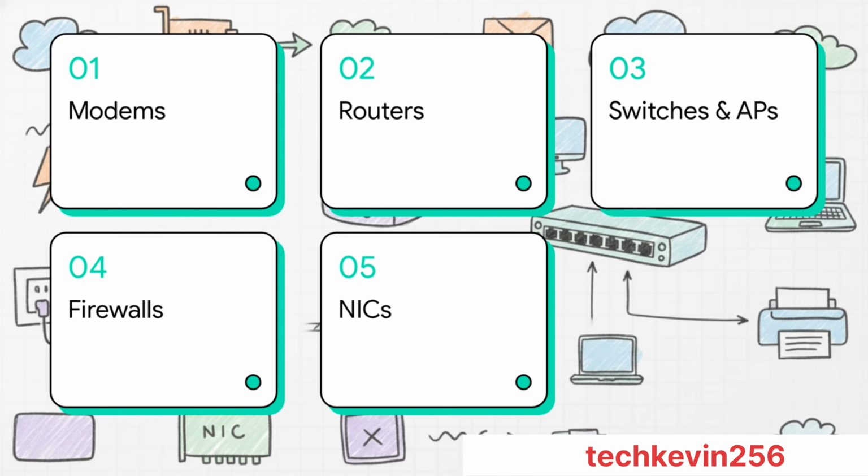We'll kick things off with modems as your gateway, move on to routers acting as the traffic cop, look at how to expand things using switches and APs, check out firewalls as your network bouncer, and then finally wrap it all up with NICs, the unique fingerprint of your device.